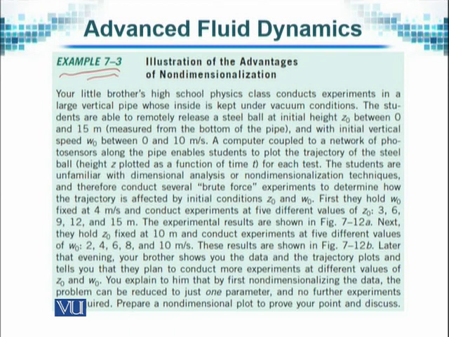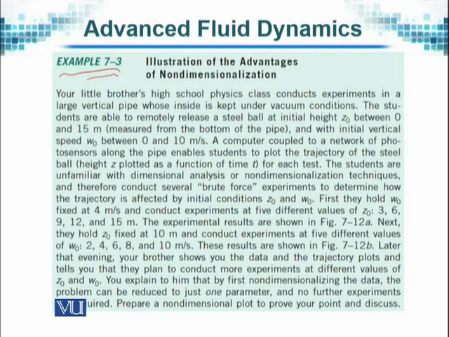A computer coupled to a network of photosensors along the pipe enables the students to plot the trajectory of the steel ball each time that it is thrown. The students are unfamiliar with dimensional analysis or non-dimensional techniques and therefore conduct several tests to determine how the trajectory is affected by the initial conditions Z0 and W0. So they are looking at how the trajectory is affected if they change Z0 and W0, and we can imagine that it is affected.